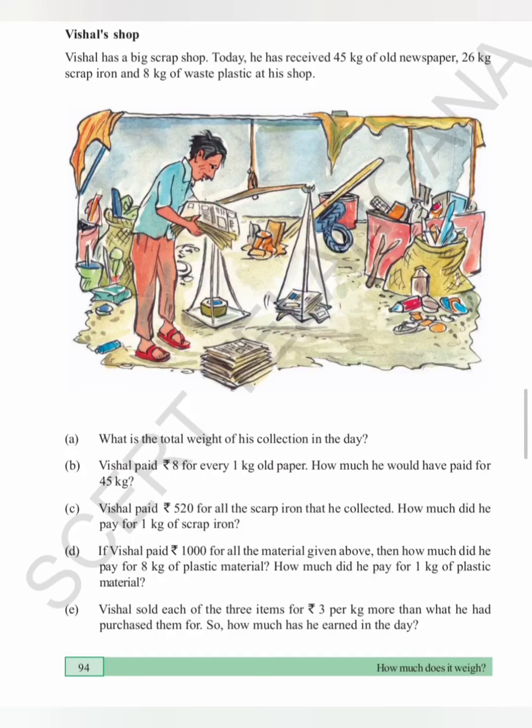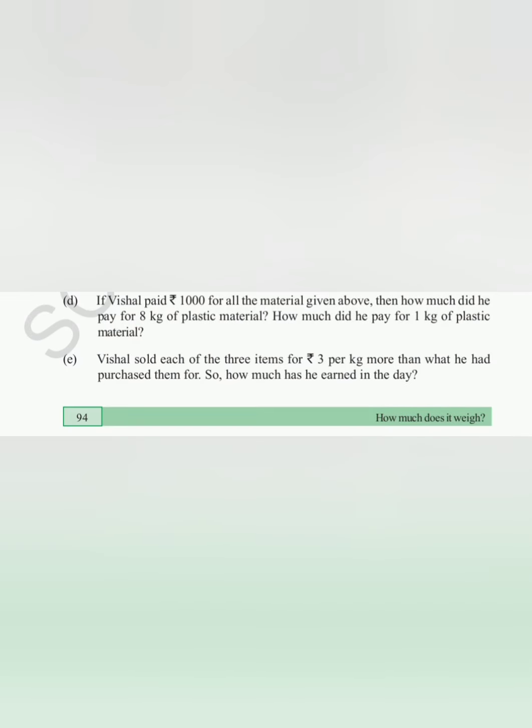So in the previous video we have seen the solutions for Vishal topic from the chapter How Much Does It Weigh. So already we have seen the solutions for A, B and C bits. So today we will know the solutions for bit number D and bit number E. So what is the problem number D?